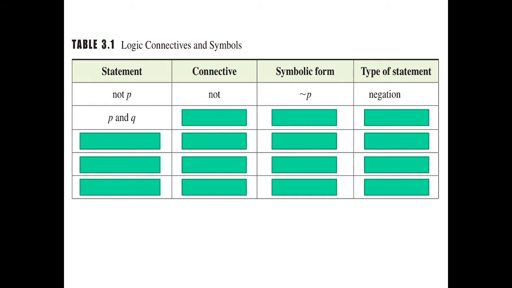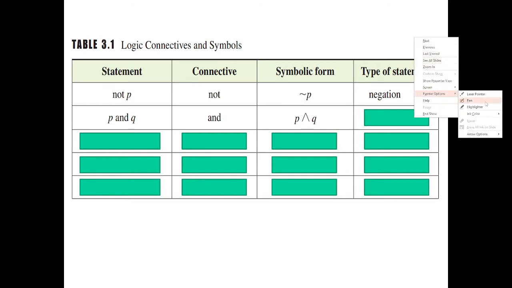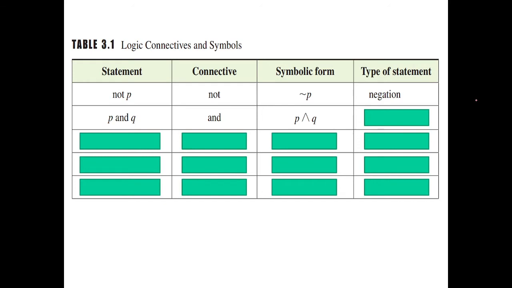What connects the two letters? The answer is and. That is the connective. The symbol for and is this. Be familiar with the symbols. This is the symbol for and. The not is this one. For not, some use the negative sign. And this second statement, with and, is what you call a conjunction.